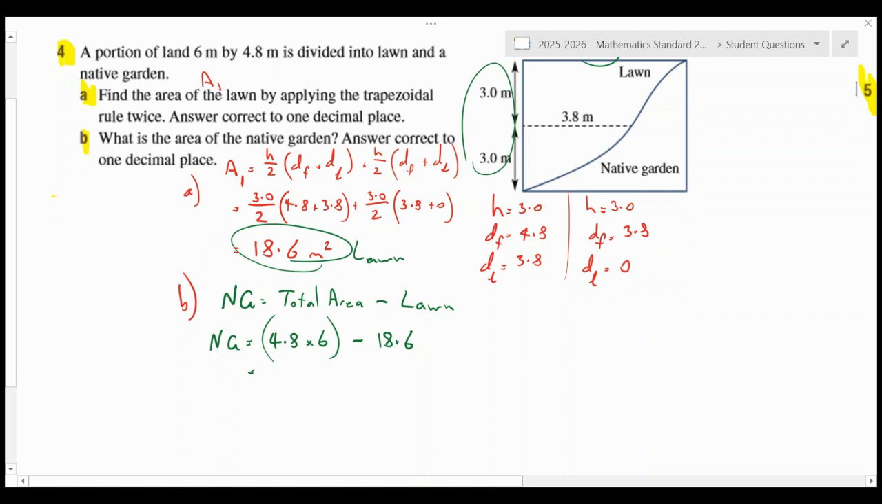If I chuck that into a calculator, 4.8 times 6 minus 18.6 gives me 10.2 square meters. I'll just double check. 10.2, yay, got it right. So that's all there is to it. Sometimes it's a bit of how do I have to think about this? We did the total area minus the lawn, and the lawn we found using the trapezoidal rule twice.